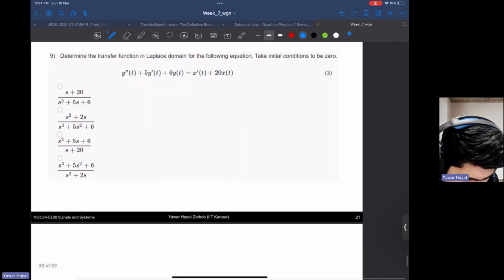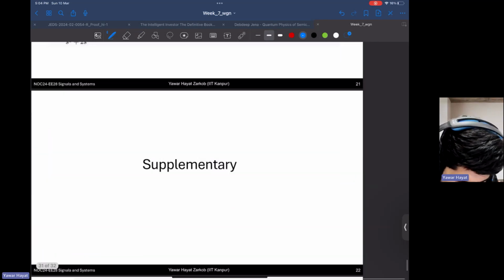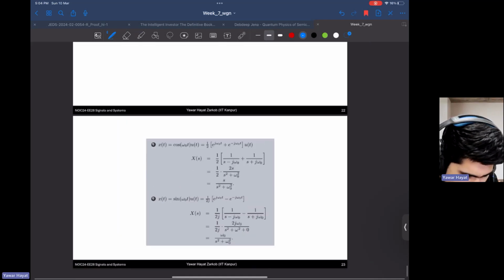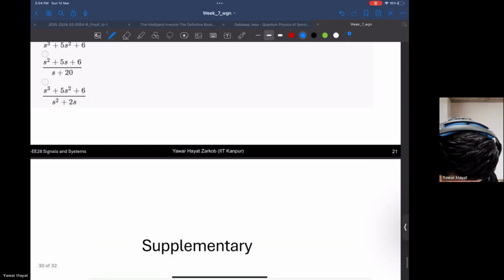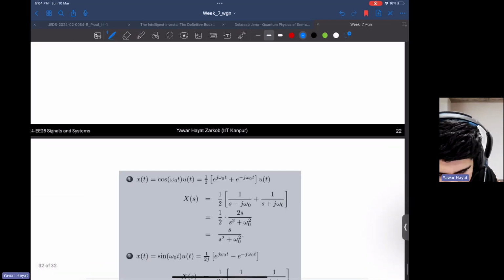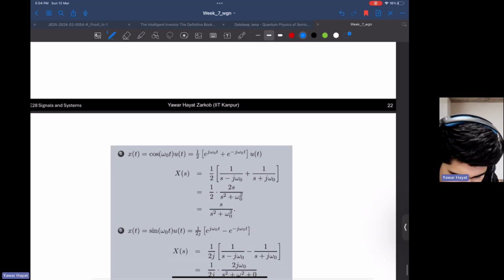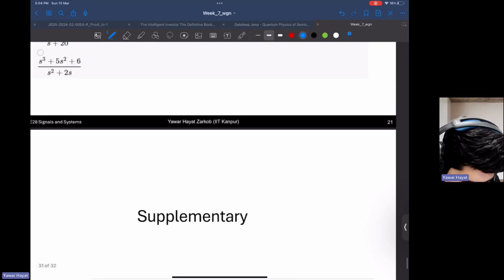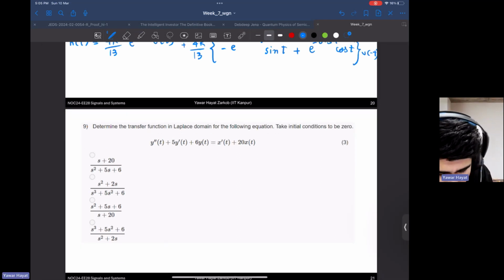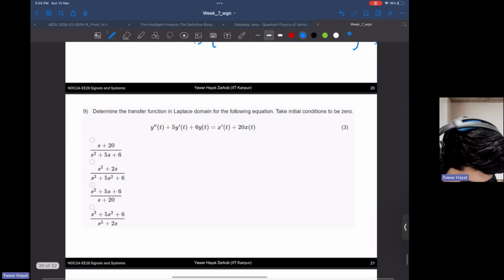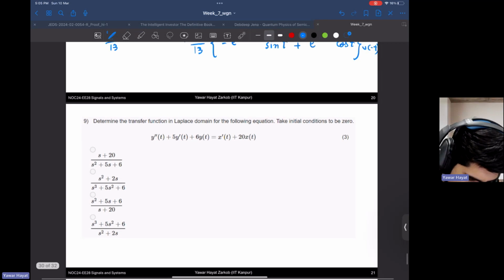So with that, let's move on to the last question for today. By the way, I have kept the Laplace transform of sine and cos in the supplementary material. You can have a look at that. You need to determine the transfer function in the Laplace domain for the following equation, and you'll take initial conditions to be 0. Let me quickly solve this one.